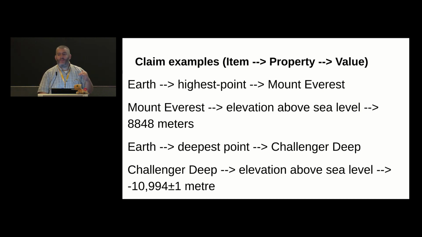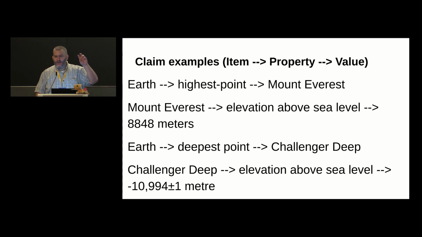This one is not about Earth. This one is about Mount Everest. You see, the item, the leftmost side, is Mount Everest now. And what we say about Mount Everest is that the property elevation above sea level, which is a fancy way of saying height, right? The value of this property is 8,848 meters, right? That's the height or the elevation of Mount Everest.